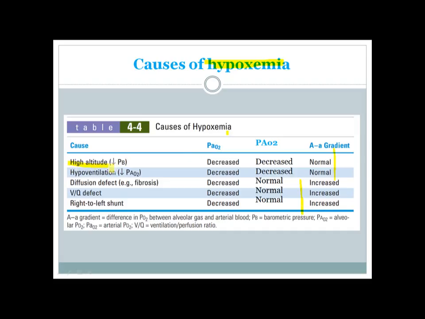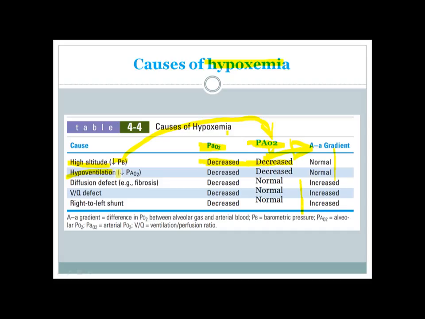They are high altitude situations. Whenever a person is staying at a high altitude, the barometric pressure, or the pressure of oxygen in that air, is reduced. That's why the oxygen entering the lungs or alveoli has a reduced partial pressure. So there is a reduction in partial pressure of alveolar oxygen. And next, this reduction in oxygen partial pressure in alveoli causes a reduction in partial pressure of oxygen in arteries too, and that's why both of them are decreased, leading to a normal A gradient. So this is one cause.